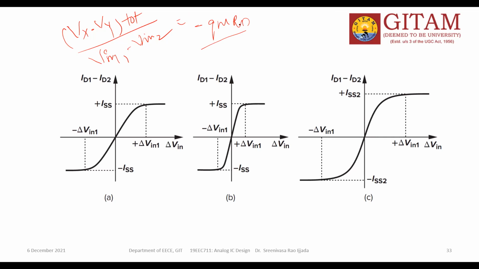Because CS itself is an inverting amplifier. Am I correct or not? So if you apply a positive signal at the gate, you will get the negative at the output. It will be reversed.